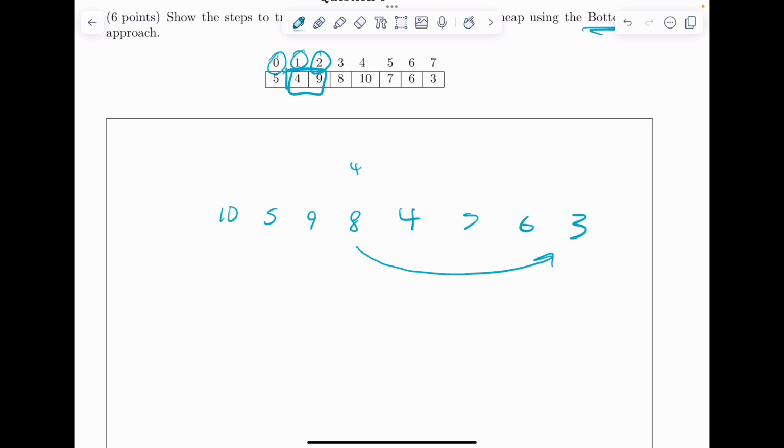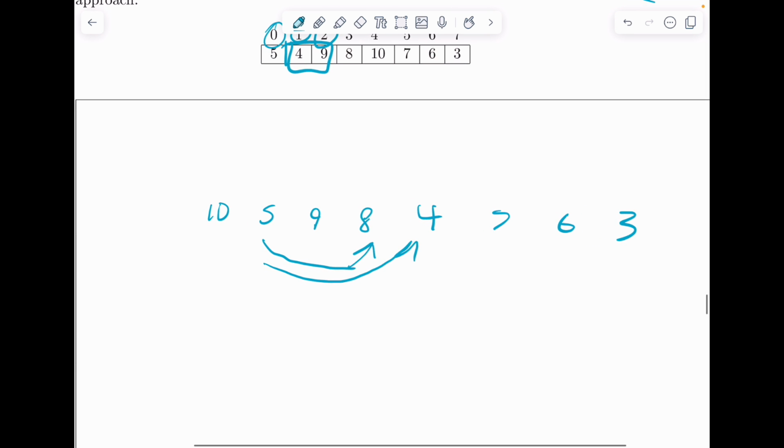We check 8 with 3. Yep, that's still good. Now we're going to check 9 with its children. That was 7 and 6. Is 9 still bigger than both of those? Yes, it is. So we're done with that. Now we're going to check 5. Is 5 bigger than its children, which were, which were they? It was 8 and 4. No, it isn't. It still isn't. So 5 isn't bigger than 8, so we're going to swap those two. So now this is going to be 8 and 5.